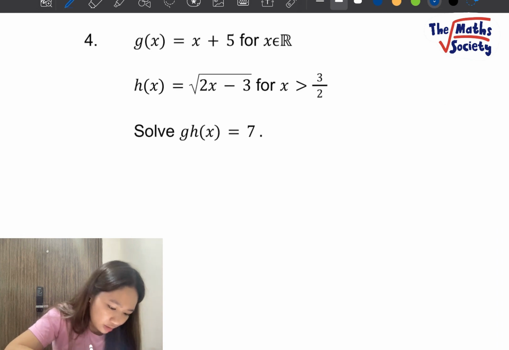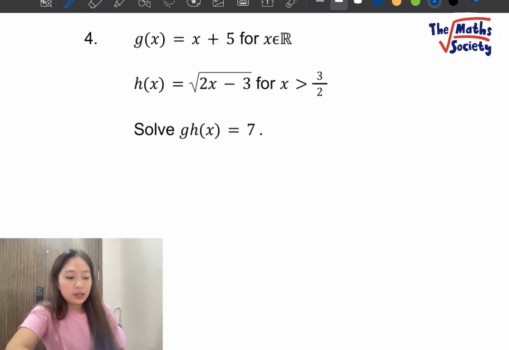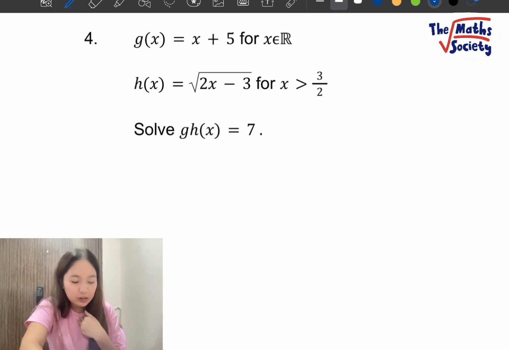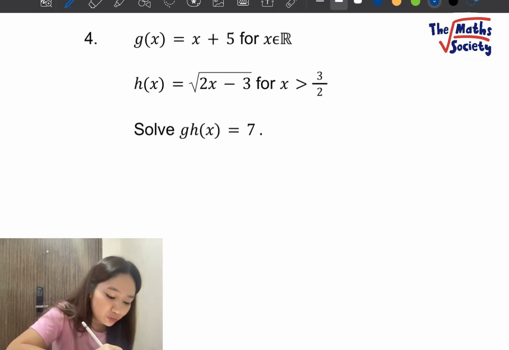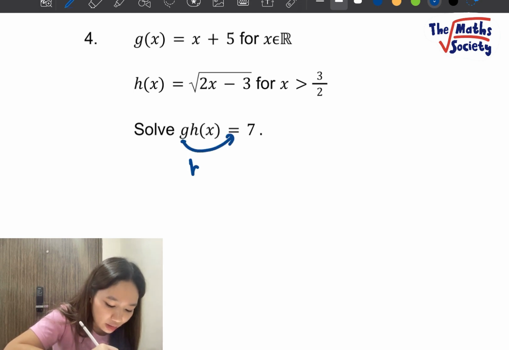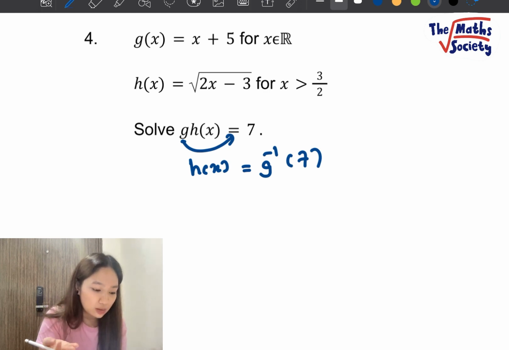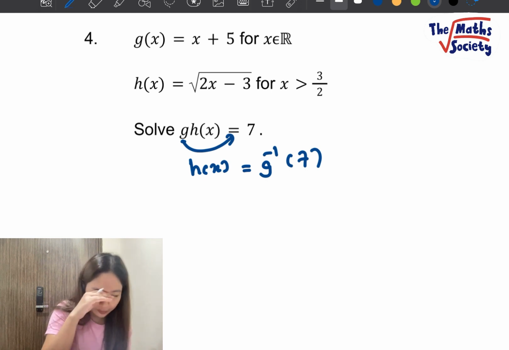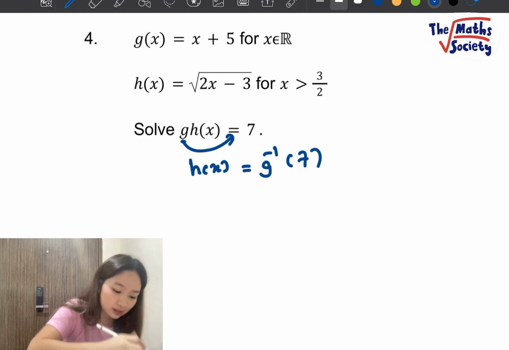I'm going to have to find g of h of x, which is equal to 7. Normally, if I have already found g inverse, I would have just moved my g function to the other side, and I would say h of x is equal to g inverse of 7, and I will solve that, which is something that I can do here because g of x isn't that hard to find g inverse. But I'm going to find the g of h of x function just for you guys, okay?